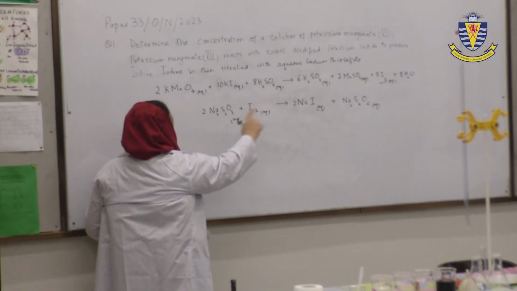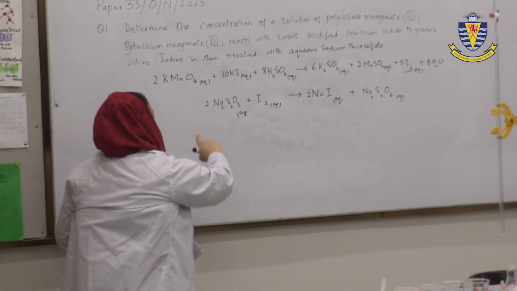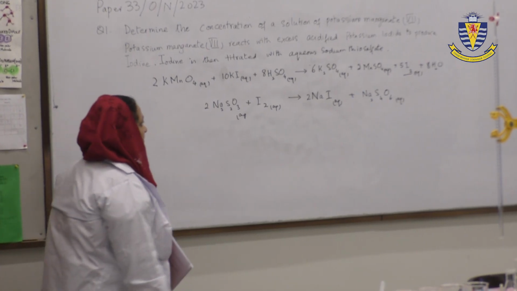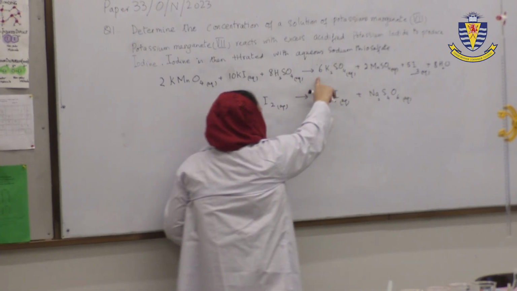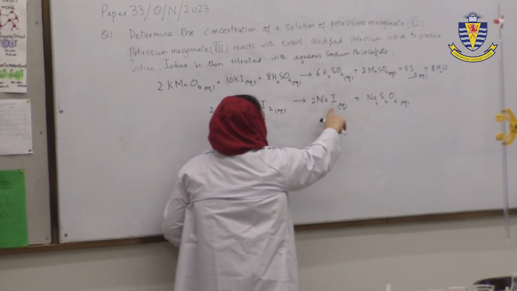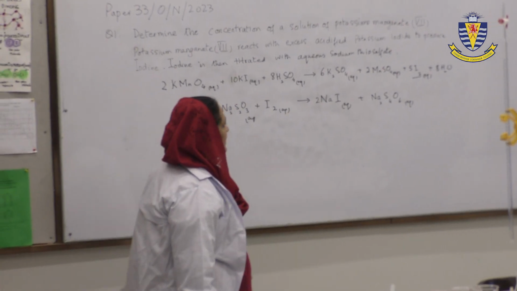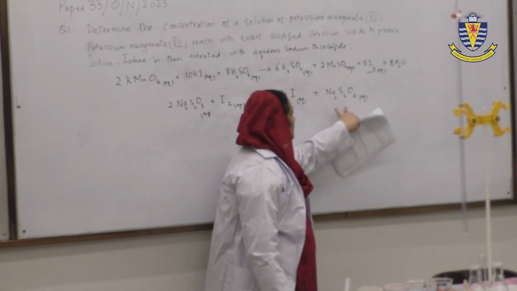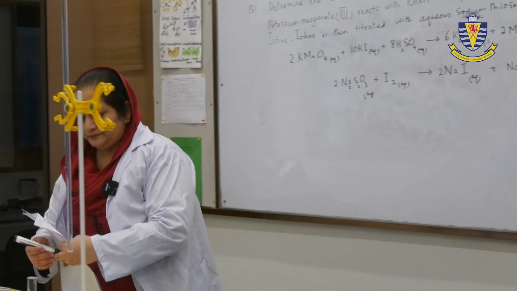The liberated iodine is then going to be titrated by sodium thiosulfate. Sodium thiosulfate is a reducing agent which will convert the iodine liberated in the first equation into iodide ions. And itself, sodium thiosulfate will be converted into sodium tetrathionate.